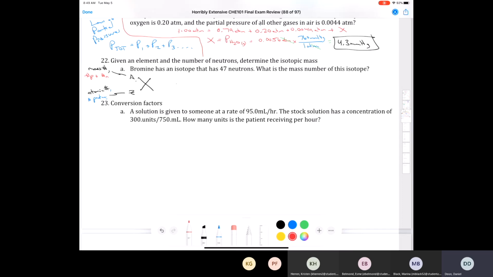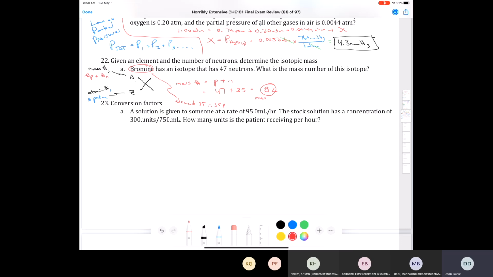Therefore, if I have an isotope that has 47 neutrons, what's the mass number? My mass number again is equal to the number of protons plus neutrons. I know that it's got 47 neutrons, so I'll start with that. How many protons does bromine have? I would look on the periodic table, and bromine is element 35. Therefore, it has 35 protons. So it's going to be 47 plus 35, and when I tally that up, I end up with 82. Therefore, that is my mass number.